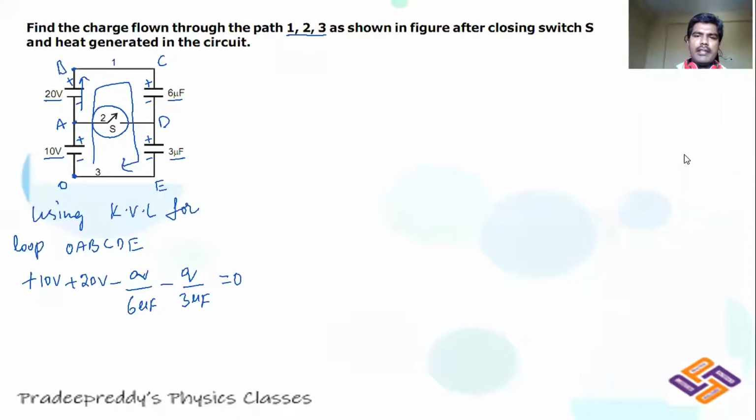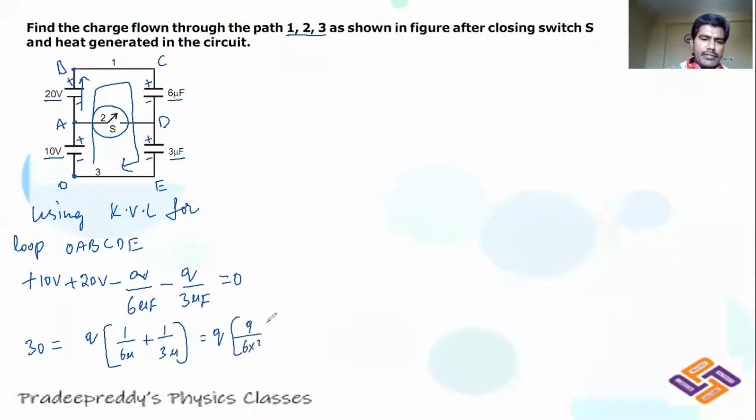I have written the KVL equation, and from there you should find out the initial charge on these capacitors. 10 plus 20 is 30, so 30 is equal to Q. I can take it common: 1 by 6 microfarad plus 1 by 3 microfarad. This is equal to Q into, you can take it as 3 plus 6, it is 9 divided by 6 into 3 micro.